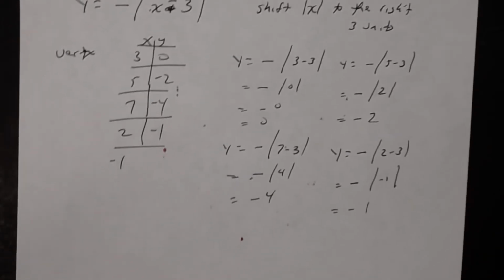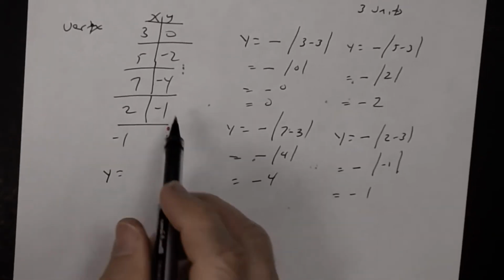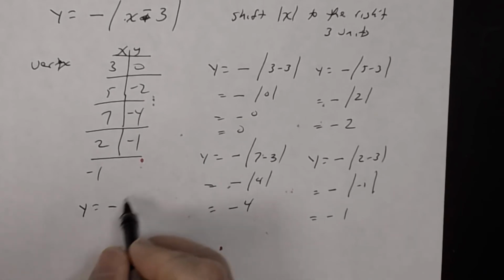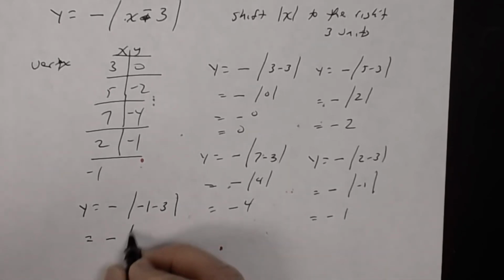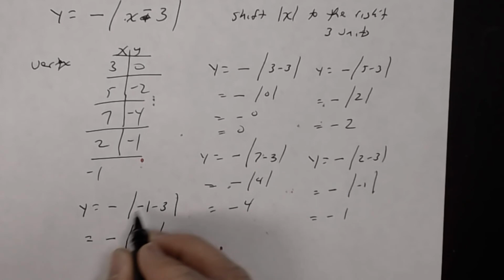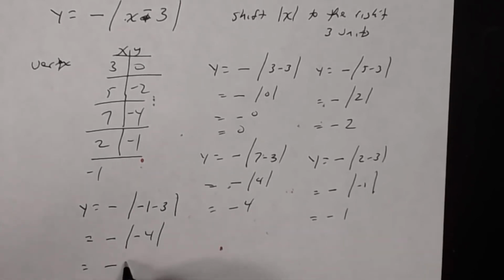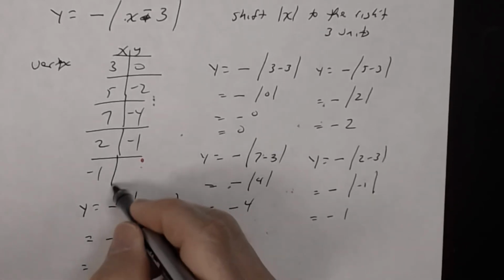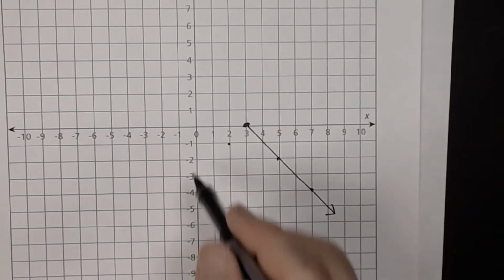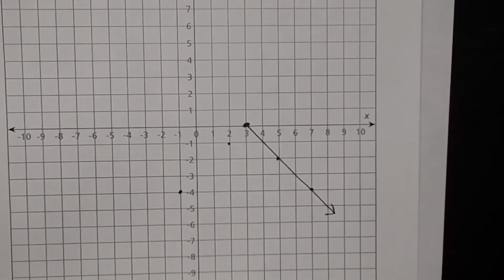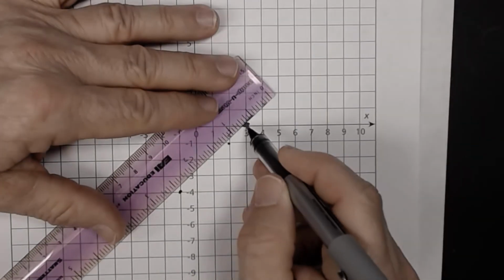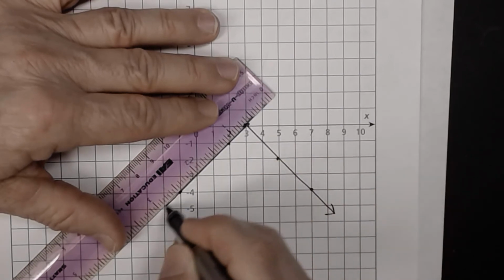If x is negative 1, I get y equals the opposite of the absolute value of negative 1 minus 3. What's a negative 1 and a negative 3? A negative 4. I get the opposite of the absolute value of negative 4. The absolute value of negative 4 is a positive 4, so it becomes a negative 4. And so I plot the point negative 1, negative 4, and I get this. Now we can draw a ray. It looks something like this.